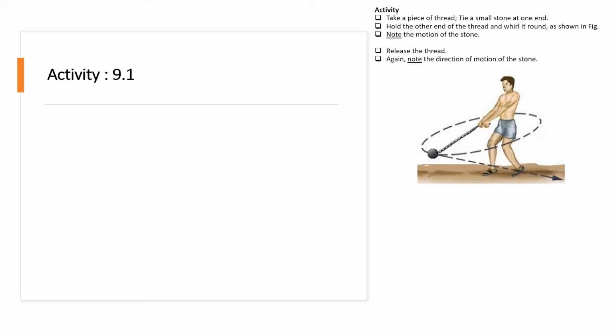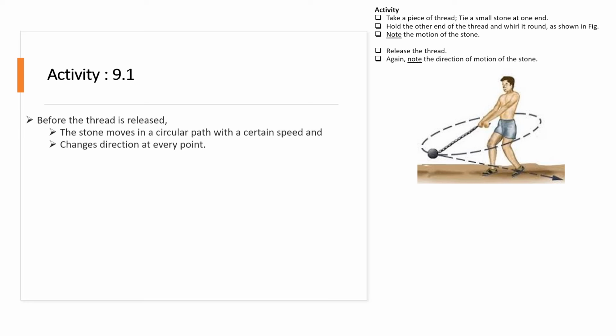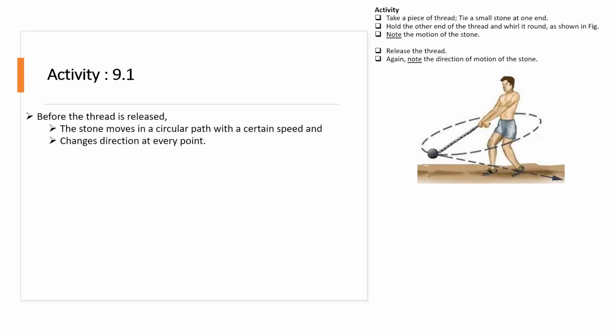Then, as a second part, release the thread. Again, note the direction of the motion of the stone. Let's observe and go for observations. Before the thread is released, the stone moves in a circular path with a certain speed and changes its direction at every point. See, it's circular, so it has to keep changing direction at every point. The change in direction involves a change in velocity, or acceleration.